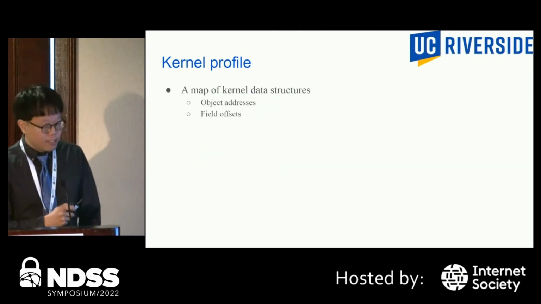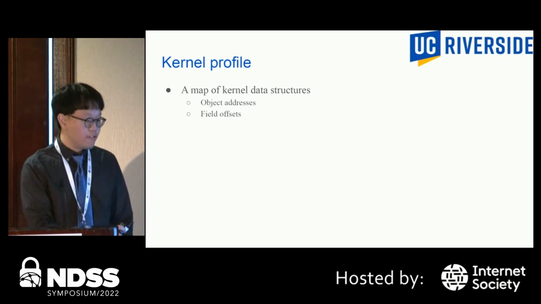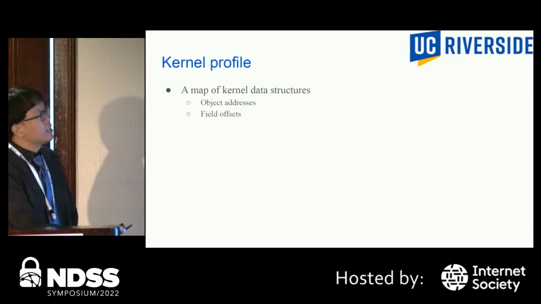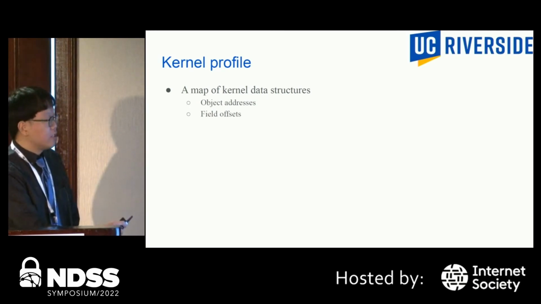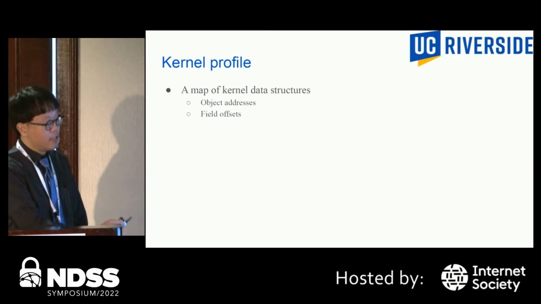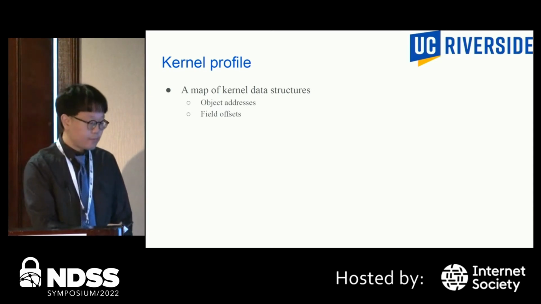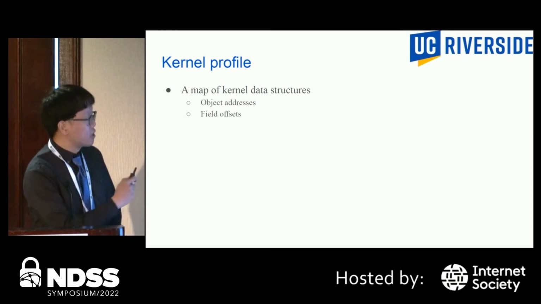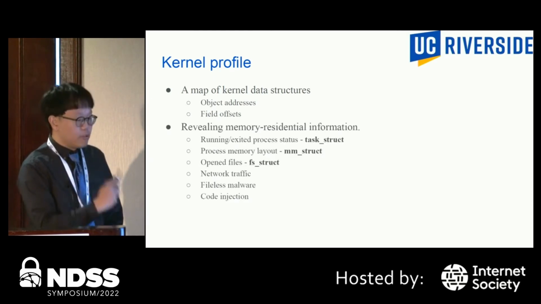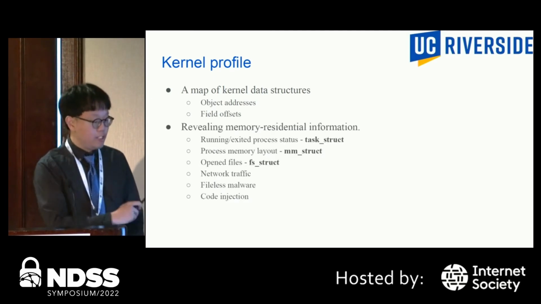In order to do that, we need what's called a kernel profile. It is essentially a map of kernel data structures, including the addresses and the offsets of fields in the objects. With the help of the kernel profile, we can reveal memory-resident information.